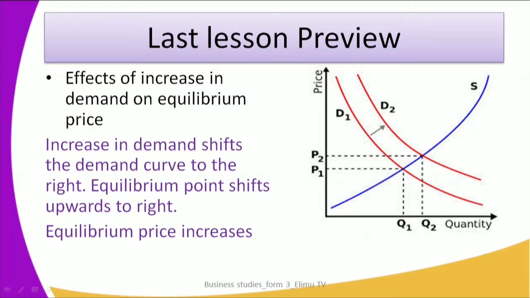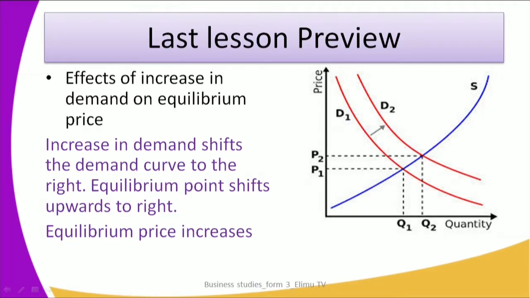Maybe I start by reminding you what we mean by equilibrium. Equilibrium is that point where the demand curve and the supply curve cut each other, and it is at that point where we have the equilibrium price as well as the equilibrium quantity. So this question was requiring you to explain the effects of increase in demand on equilibrium price. First and foremost, you're supposed to know that increase in demand shifts the demand curve to the right.